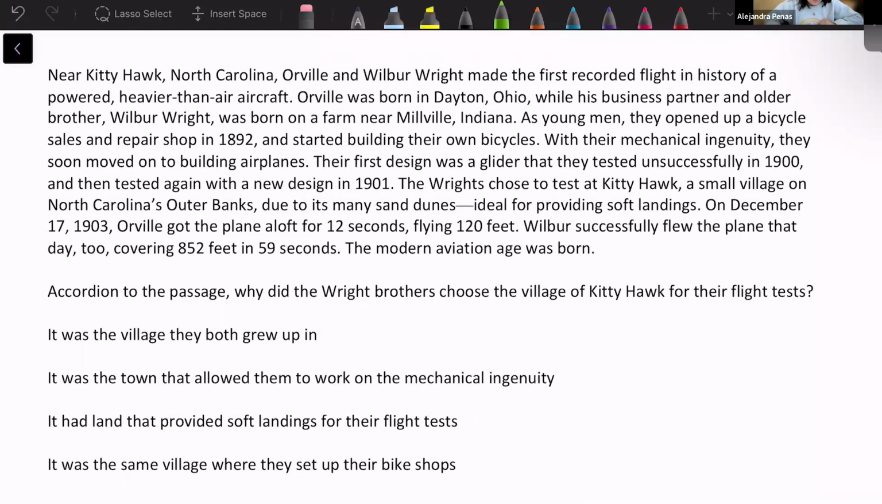So for the next one, it says, according to the passage, why did the Wright brothers choose the village of Kitty Hawk for their flight test? This is an example of a detail question. So they're focusing on the detail of why did they choose this town.